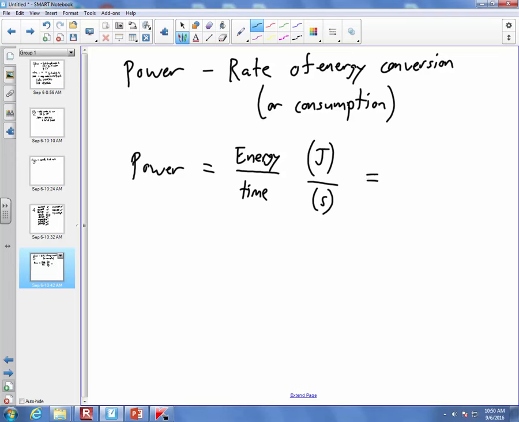Anyone know the unit? So we have joules per second. Those are units, but we like to simplify them to one unit. Someone shouted it out. It's the watt. Named for?